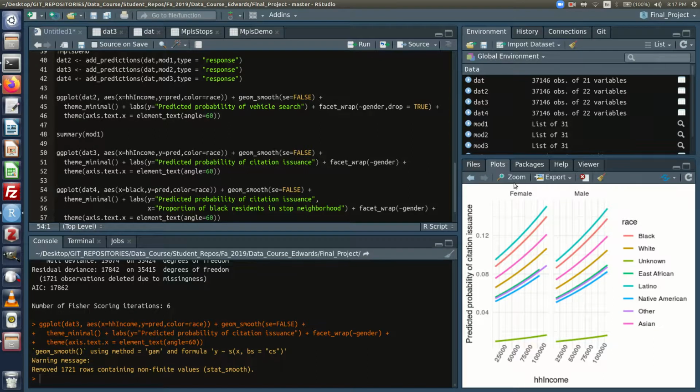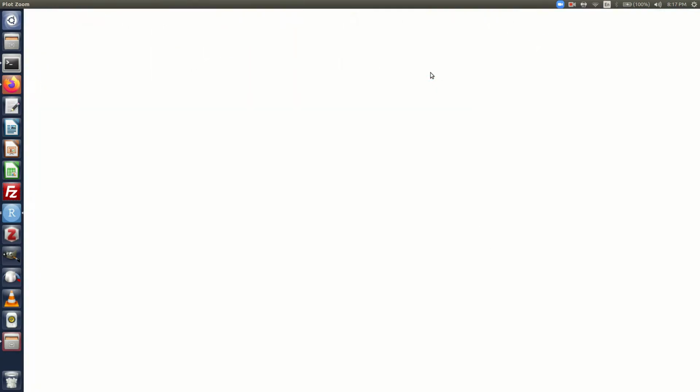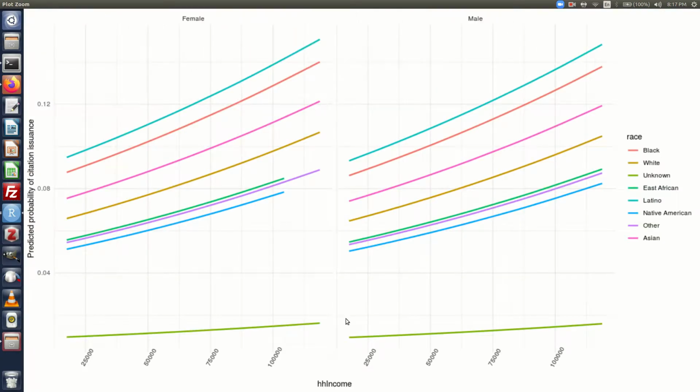This is interesting. As household income goes up, looks like your predicted probability of a citation being issued also goes up. And the races are in a different order now. Black is still up there. Latino overtaking black, though. Congratulations, I guess. You're worse off.